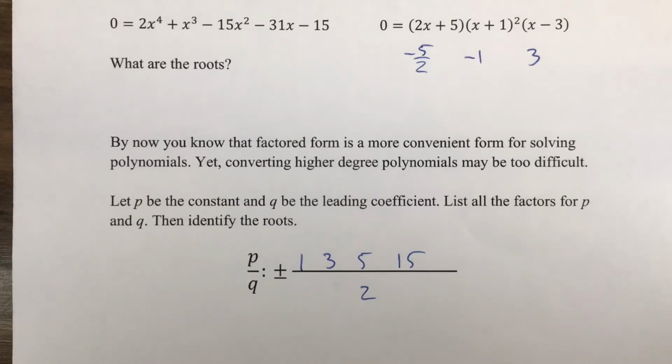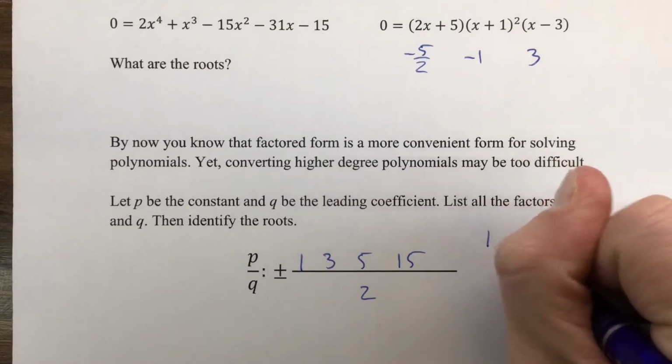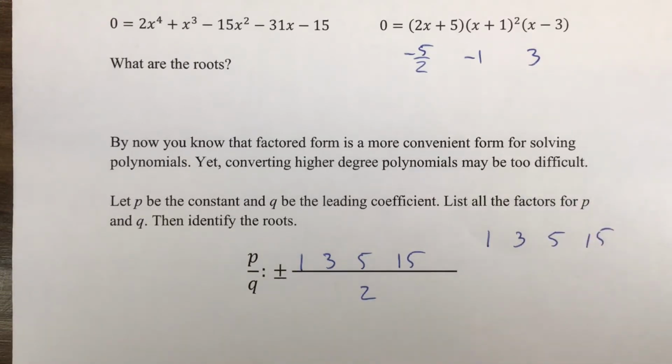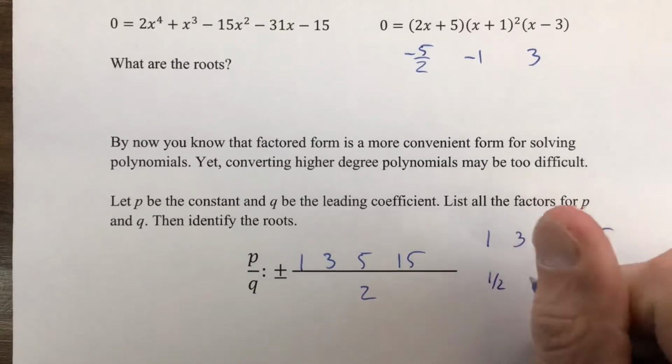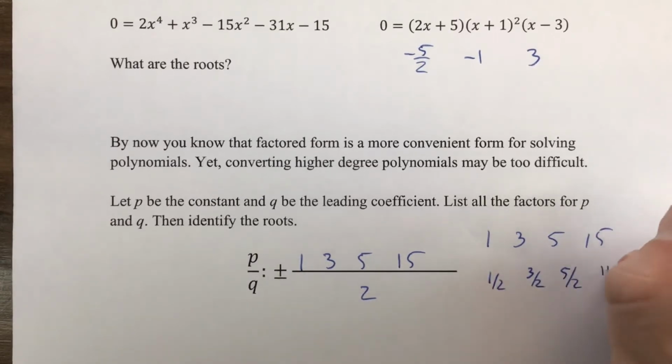Okay, now the full list that we would take from this is going to be lengthy here. You're going to have 1, 3, 5, 15, and all of those divided by 1. In addition to that, you're going to have all of these divided by 2. So you're going to have 1/2, 3/2, 5/2, 15/2. So there's 16 potential, right?